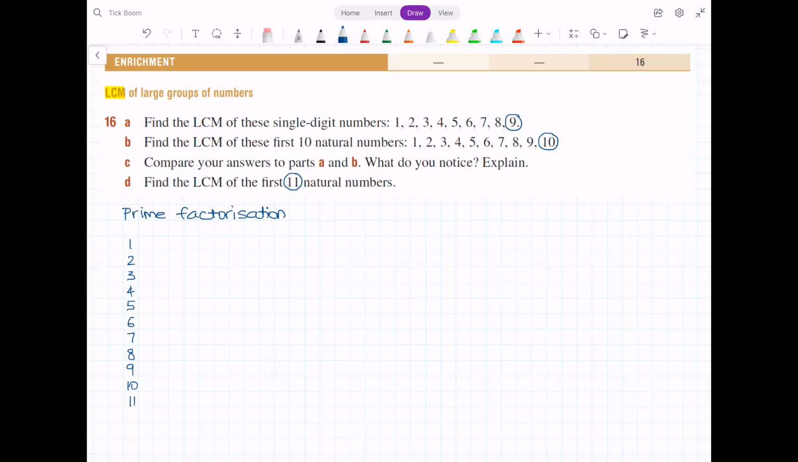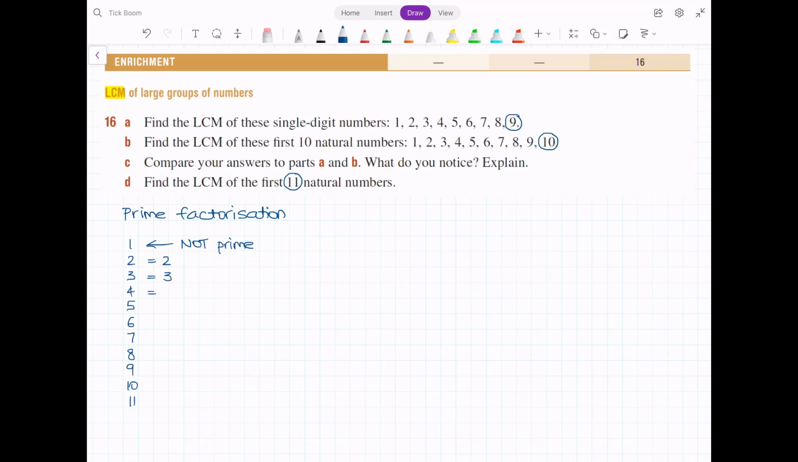So for the first number 1, that's easy enough. 1 is not prime because a prime number requires two factors, 1 and the number itself. 1 only has one factor, so 1 is not prime. 2, the prime factorization is 2 because 2 is already prime. Same with 3, it would be 3.